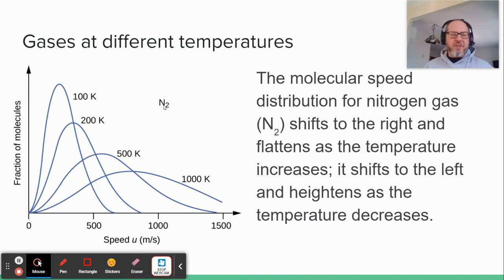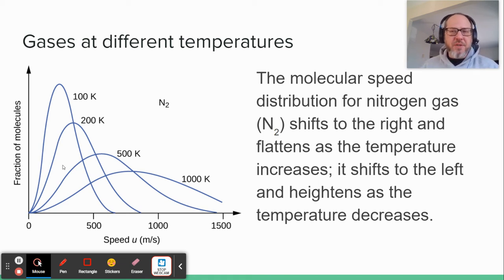Now, at different temperatures, you're going to see these graphs. This is why I'm showing you these graphs specifically and talking about them specifically, because guaranteed you're going to see these. This is a molecular speed distribution for nitrogen gas. You will notice that as the temperature decreases, the speed of the particles decreases. That makes sense because temperature is the average kinetic energy of the particles in the sample.